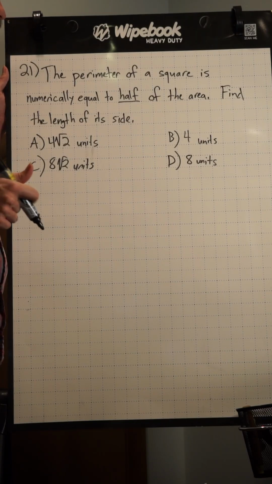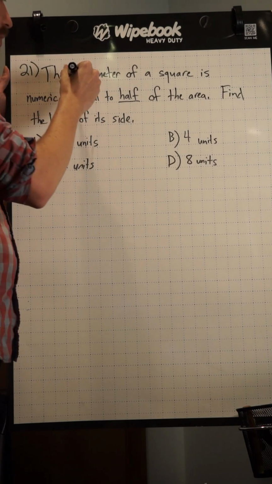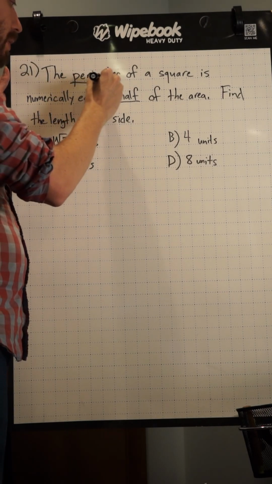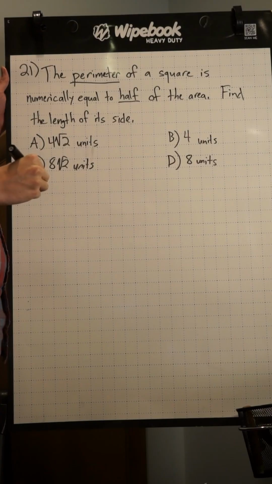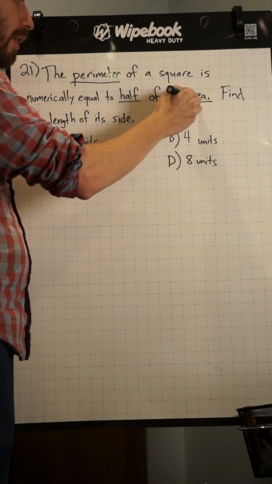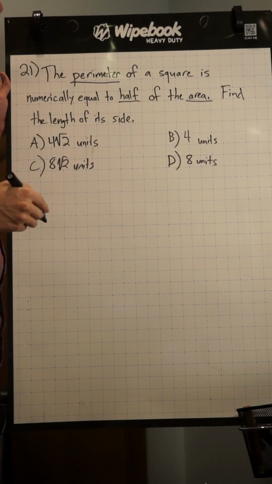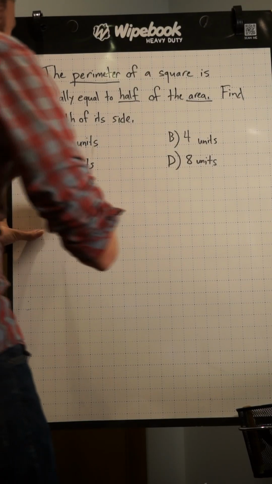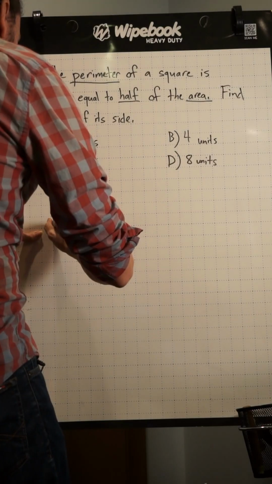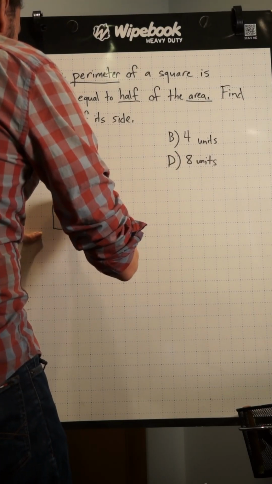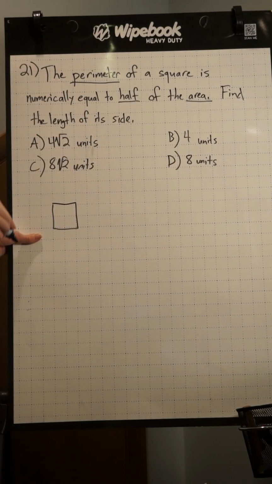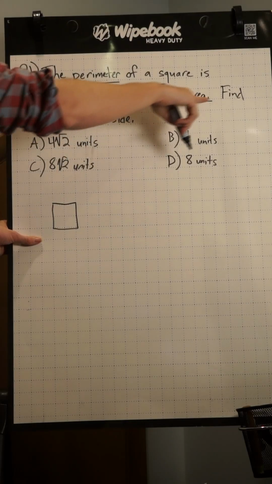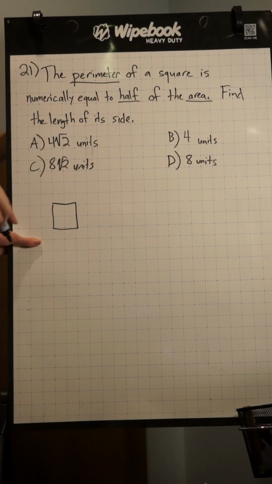Okay, so we're looking at two things about a square, right? The perimeter of the square and also the area of the square. So we need to remember how to find both of these things. First, let's draw the square. Okay, so the square like this one. The thing that we need to find is the length of the side. Right now we don't know it, so we need to find it.